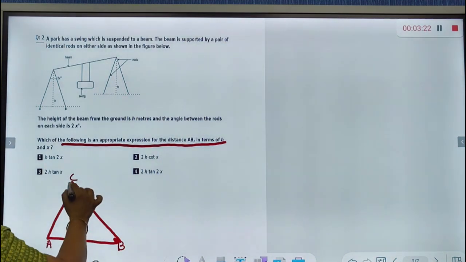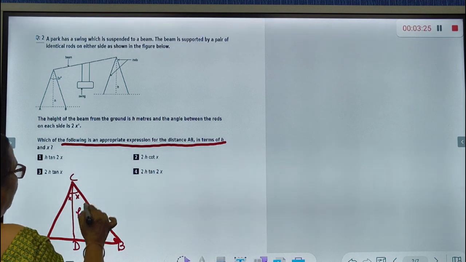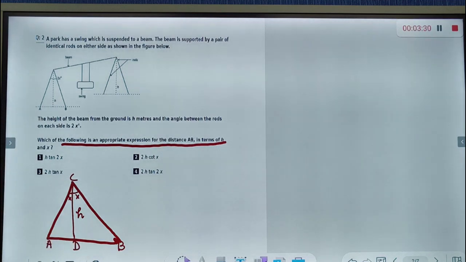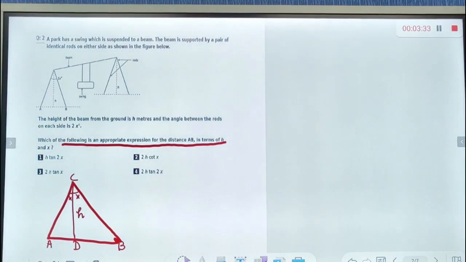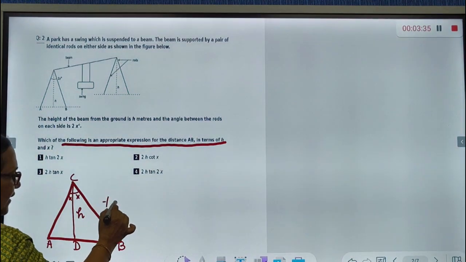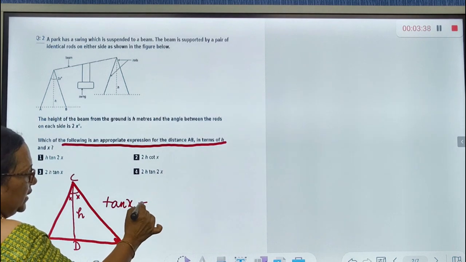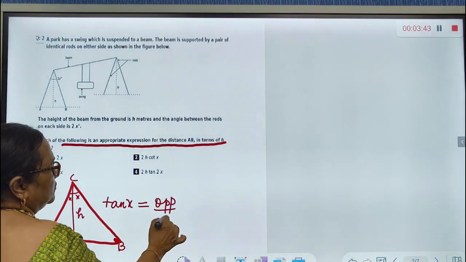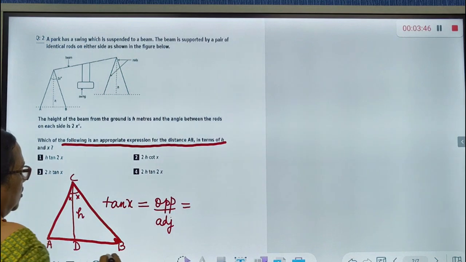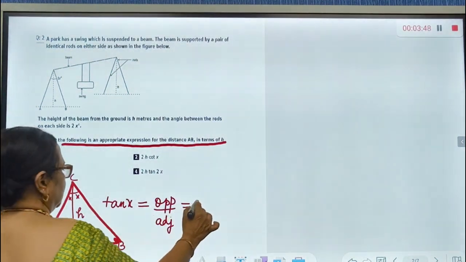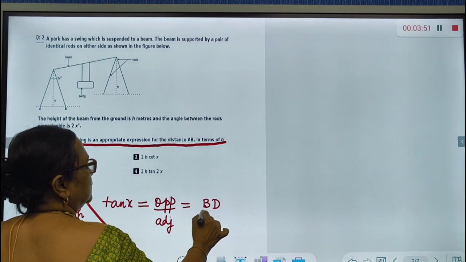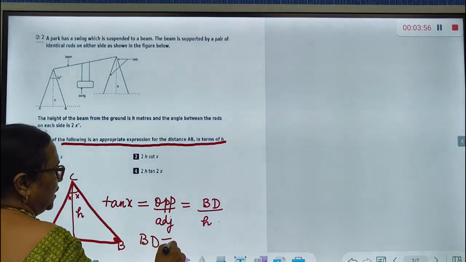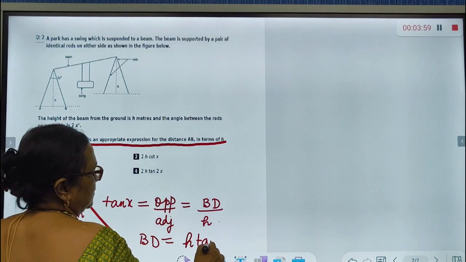So, if I look at this triangle, what is it that I want to find? An expression for the distance AB. And what do I know? I know the height. So, if I find tan x, you know, it is opposite side by adjacent side. What is the opposite side? BD, by adjacent side h. So, BD is equal to h tan x.